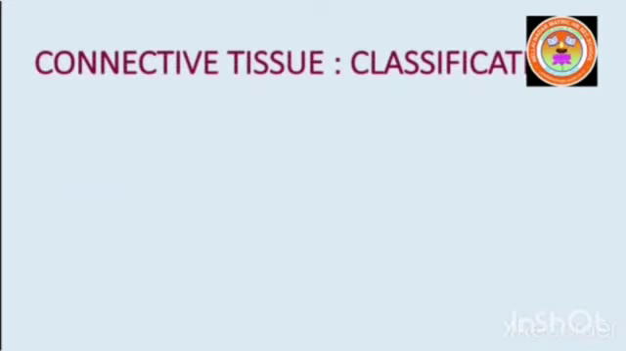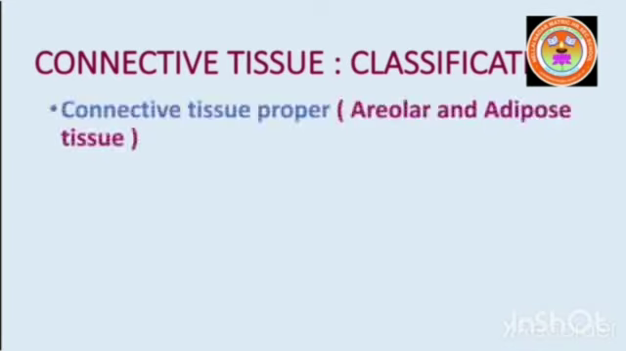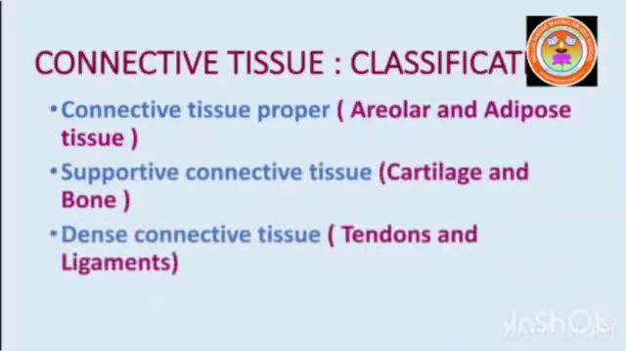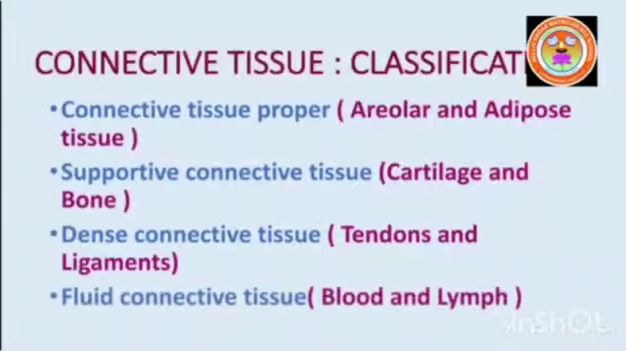Now let us see the classification of connective tissue. There are four types. Connective tissue proper, that is areolar and adipose tissue; supportive connective tissue, cartilage and bone; dense connective tissue, tendons and ligaments; and fluid connective tissue, blood and lymph.